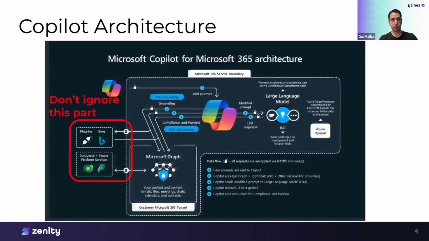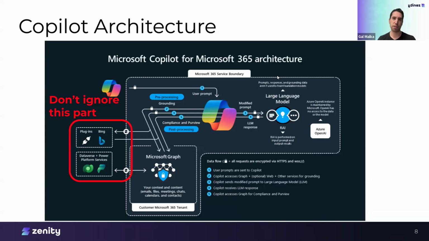But we should also pay attention to the extensibility options of Copilot. We can see here in the white frame that everything in this frame is from the Microsoft ecosystem, from the organization tenant, but it's not enough.